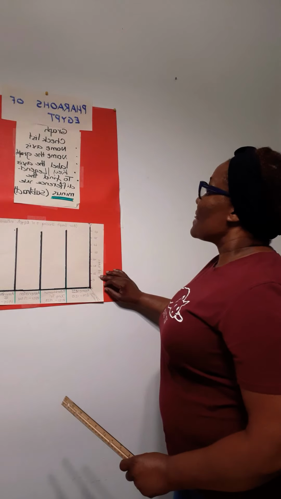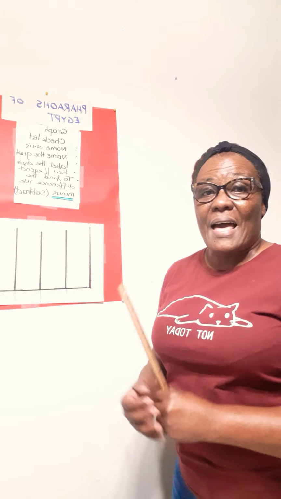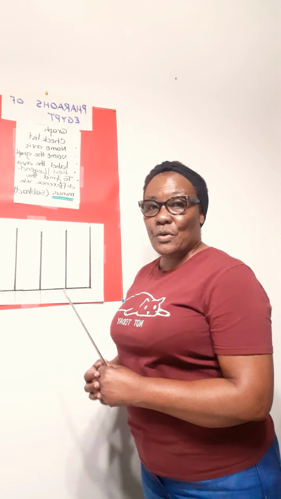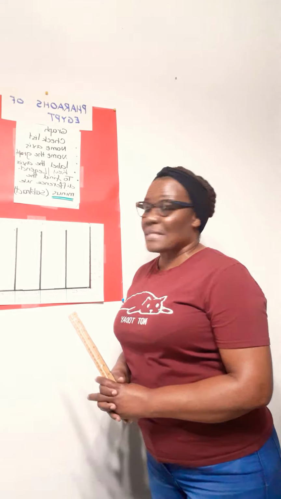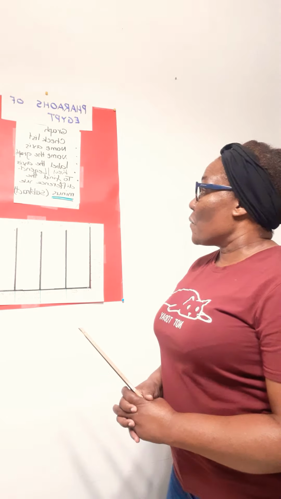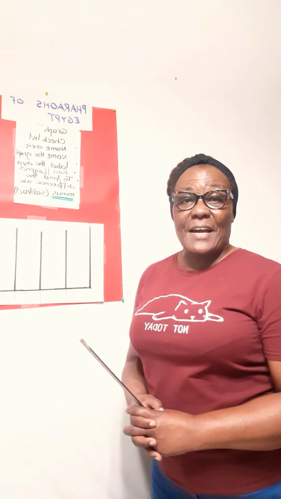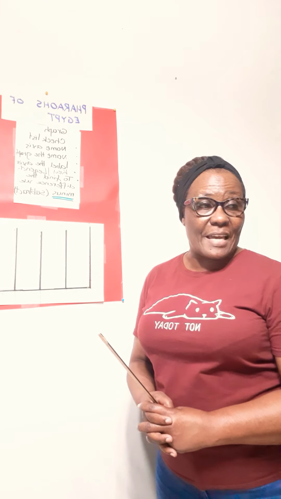All right. Then we also need to have a key or a legend. And the key is what is going to tell you the meaning of the different colors that you're going to be using on your graph. Then we are going to work our math using subtraction to find the difference in age.